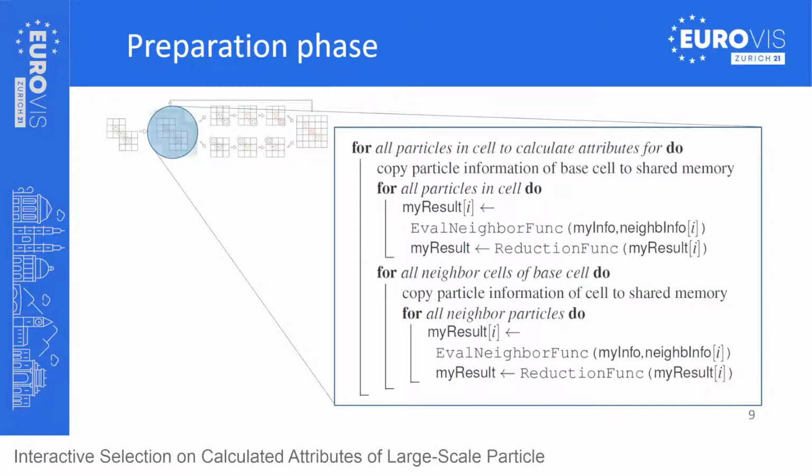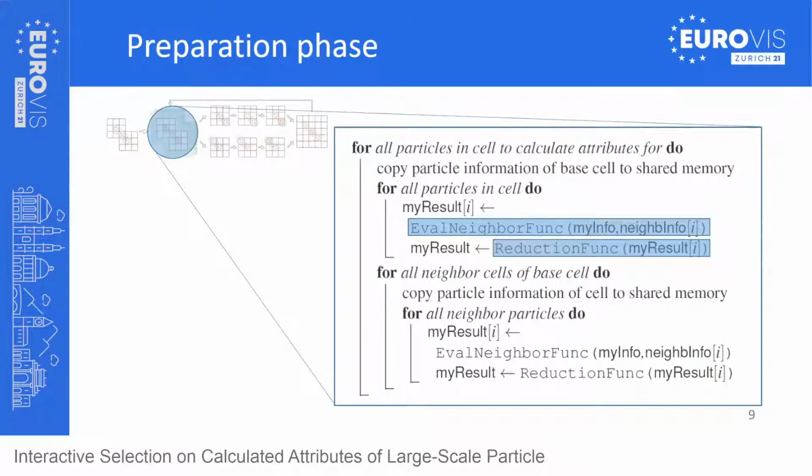At first, we work on the base cell before moving on to the evaluation of neighboring cells. We wanted to keep a certain possibility of adaptation in our solution, so there are 2 configurable functions. One is evaluated for each neighbor with the particle information and the neighbor information and stores back the result for this particle. Then, a reduction function creates the attribute result for the particle. This function is typically a weighted sum or similar.